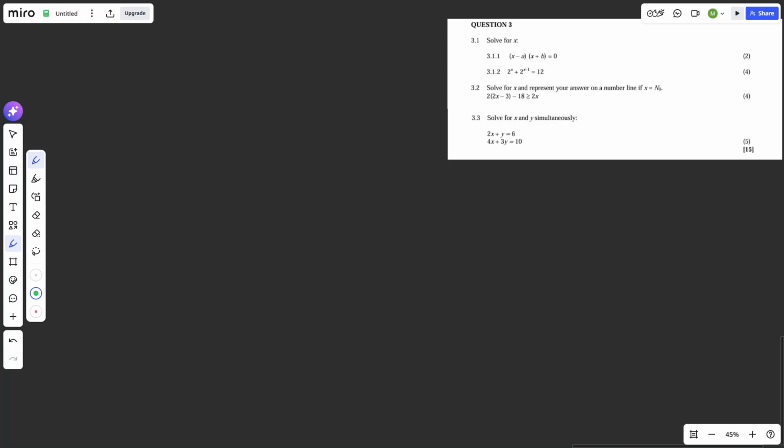In today's session, we'll be solving for x. So we've got a few questions that we're going to be looking at. So let's tackle them one at a time. So in the first question, we are given x minus a and x plus b.